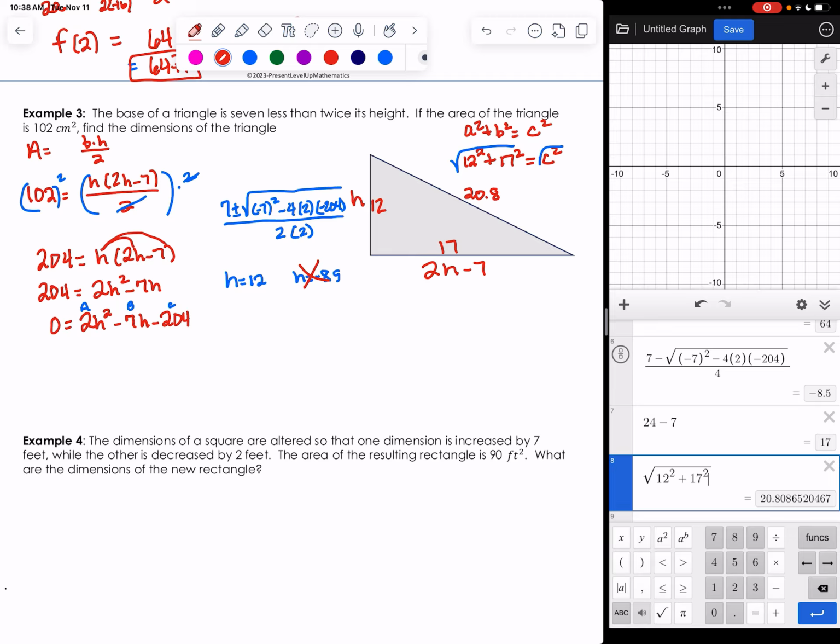So now we know the dimensions of the triangle. So the height equals 12 centimeters. The base of the triangle equals 17 centimeters. And the hypotenuse is approximately 20.8 centimeters.